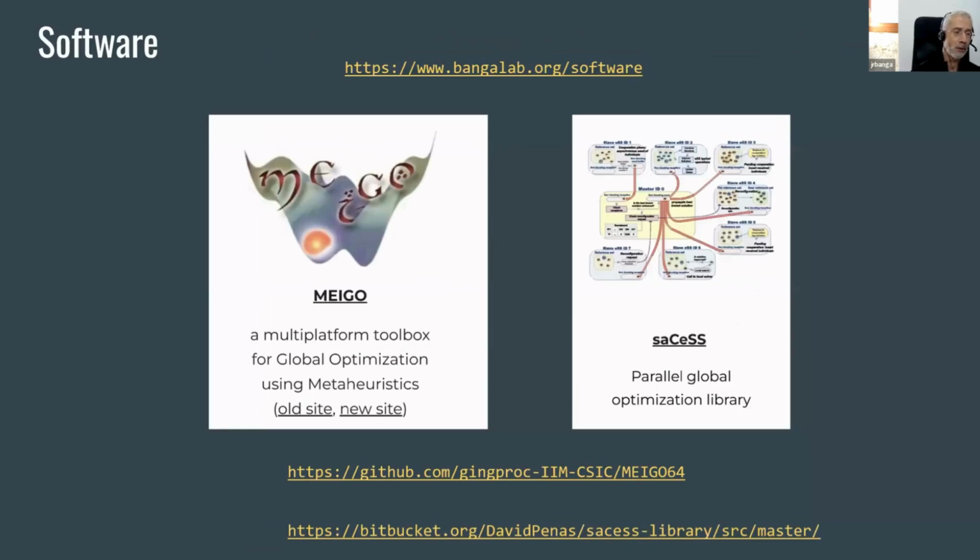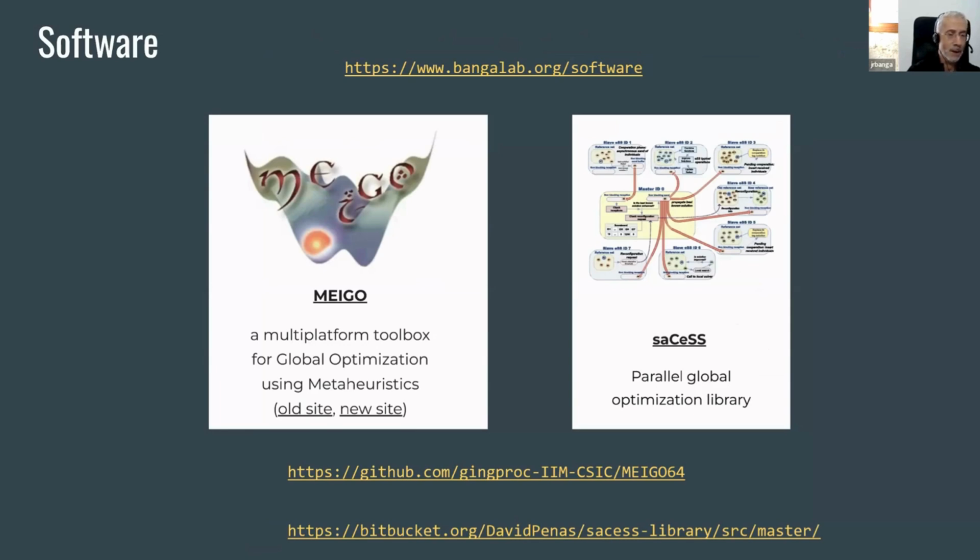So coming to the topic of this talk, I'm going to talk about two software packages. The first one is MEIGO, and there is a related package called saCeSS. The difference is that MEIGO was initially the first toolbox that we developed for global optimization. And you can see here the link where you can download the software and the documentation.